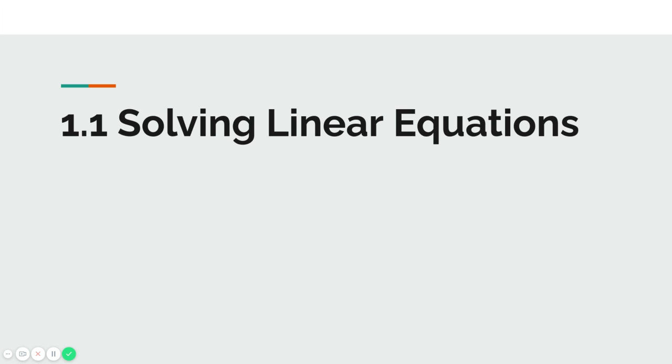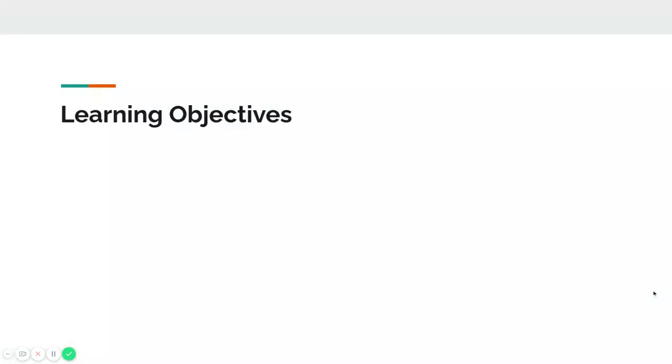In Section 1.1, we're going to start with solving linear equations. And I would like to go over some learning objectives before we get into those. One of the things that you're going to have to do here is write algebraic expressions from verbal expressions. So I will give you a sentence. You will need to turn that into an algebraic sentence.